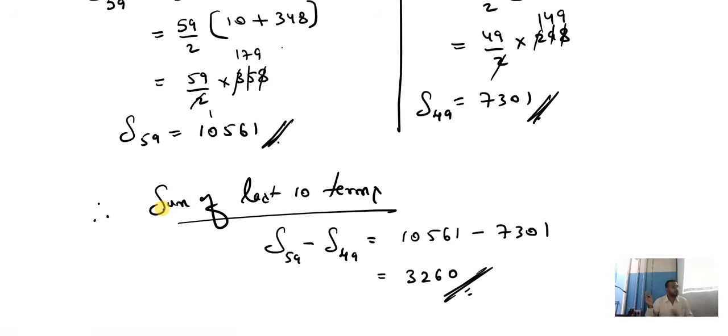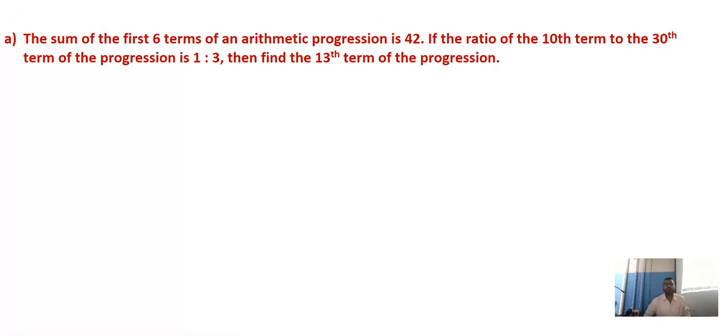Sum of last 10 terms: totally we have 59 terms. In that 59 terms, they are asking for the last 10 terms. So total 59; if we subtract 10, we get 49. Sum of 59 minus sum of 49 will give us the sum of the last 10 terms from the 59 series. Yeah, next question. Number 2.